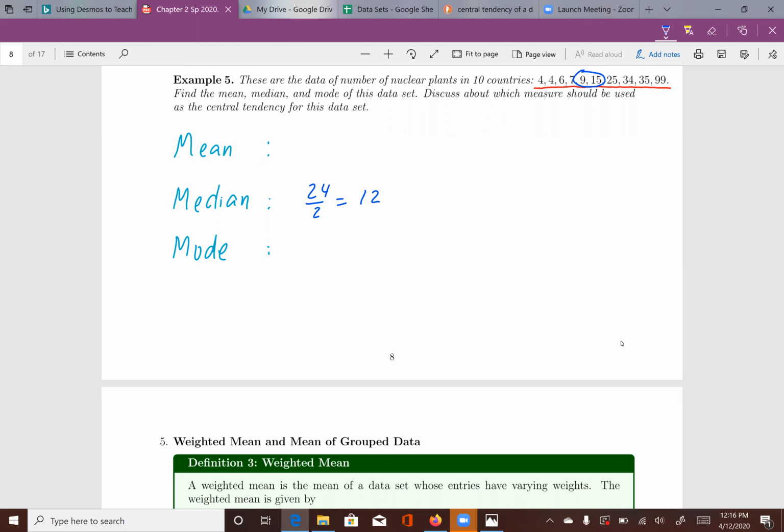And what is the mode? The mode is the most frequent entry. I can see that 4 is the only value that is repeated twice. So the mode is 4. And the mean is just the sum of all the entries divided by 10.